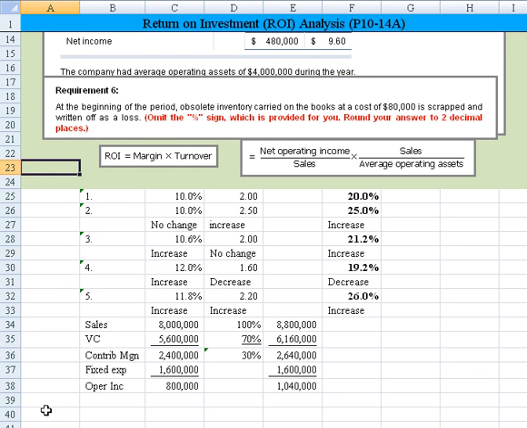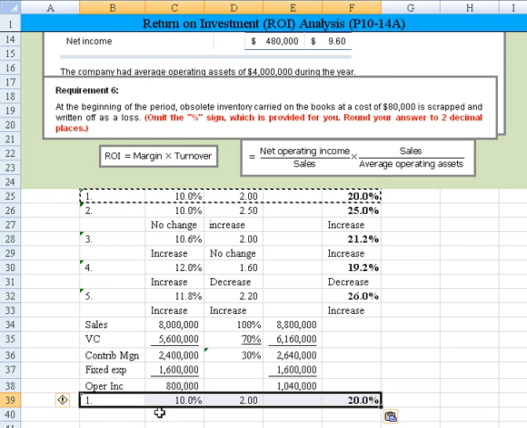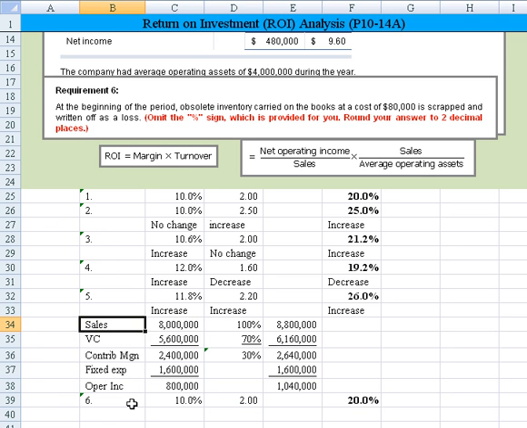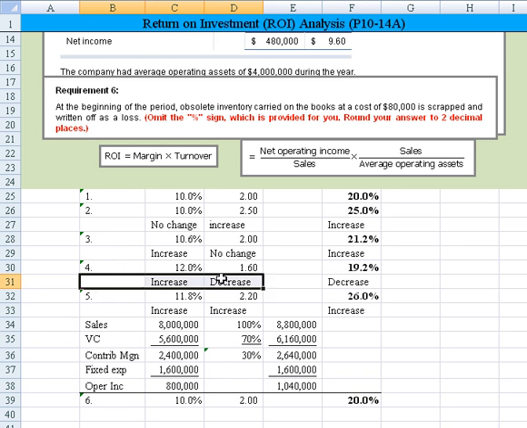Requirement 6 says at the beginning of the period, obsolete inventory carried on the books at a cost of 80,000 is scrapped and written off as a loss. All right, let's copy this here. We'll take a look at number 6. That little schedule pertained to number 5, so let me just draw a line underneath it so we can tell where number 5 starts and ends. I'll do it right here. So you can see that's 5. Now we're working on 6.